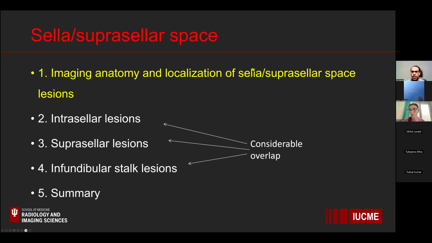As I said, we'll start with the anatomy, and you'll see that there is considerable overlap in the sellar space. There can be lesions that are sitting inside the gland, inside the pituitary, so those are intrasellar lesions, or they may be sitting on top of the gland along the infundibular tract. And there may be mixed lesions that go up and down and involve all these different spaces. So you'll get a sense for how much overlap is in this small space in the brain.